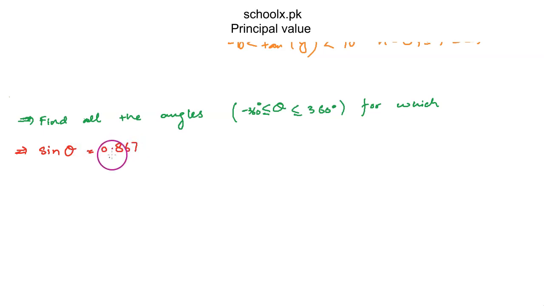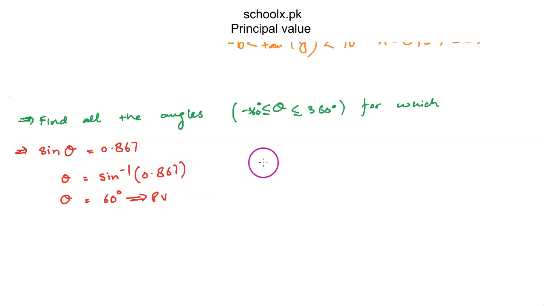Alright, first of all, what I'll do is I'll do theta equals sine inverse of 0.867. This will give me the principal value of theta. So I get 60 degrees. Alright, this is my principal value of theta. Now I need to find all the angles from minus 360 to 360 degrees which will give me 0.867.